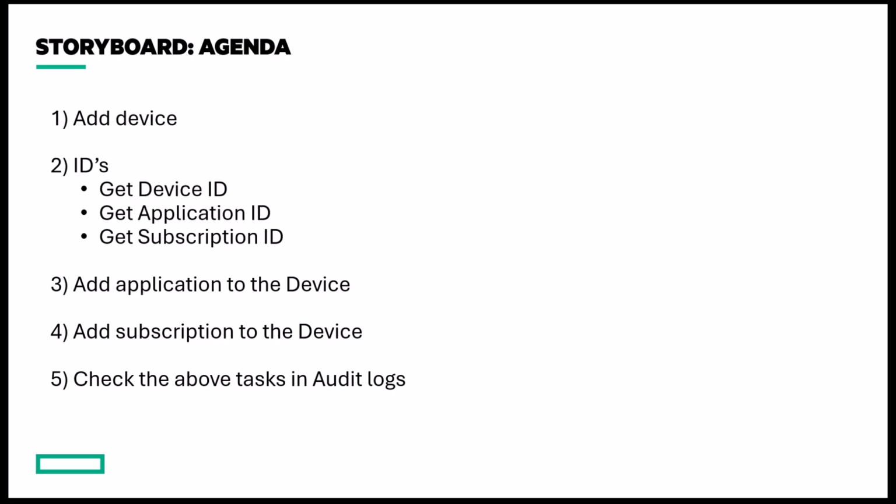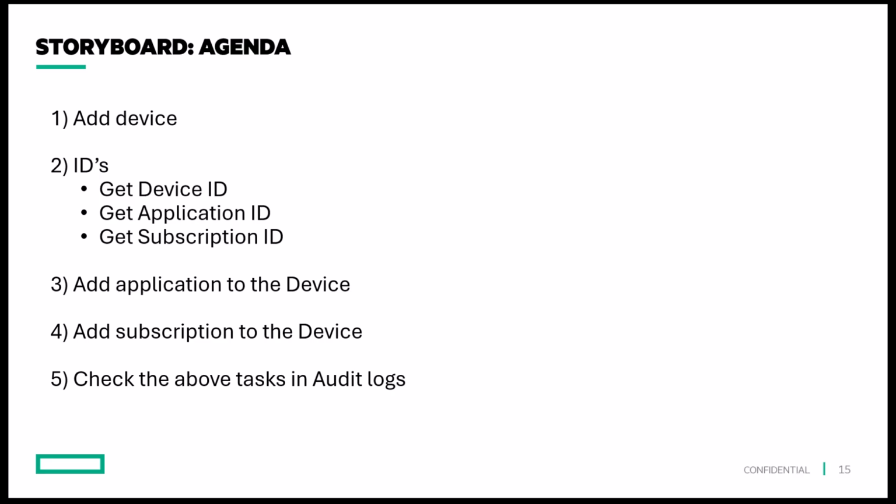In our last video, we delved into token generation, a crucial step for API security. Today, we are on to the next leg, device onboarding via APIs. We'll start by adding the device, then attaching subscriptions and applications using various IDs. Finally, we'll explore the audit logs providing insight into all executed tasks.